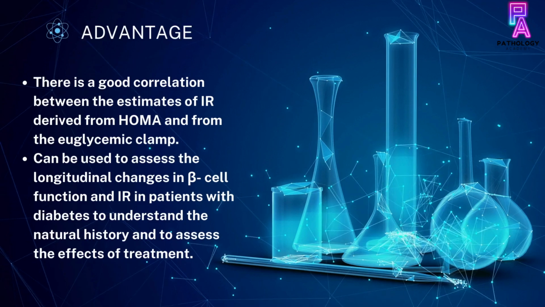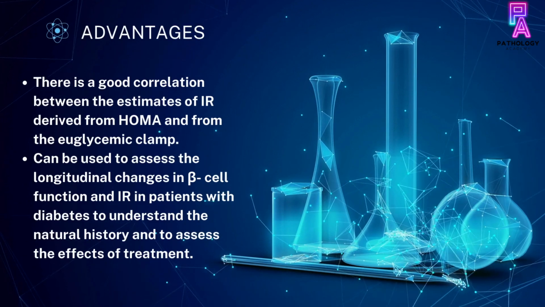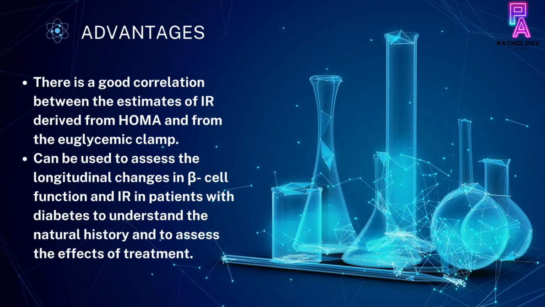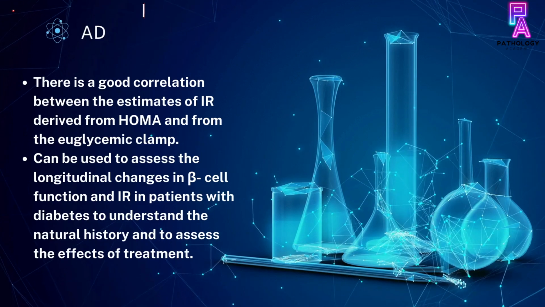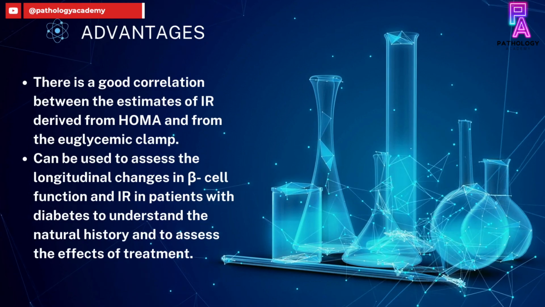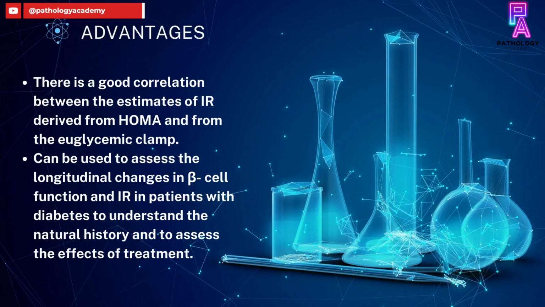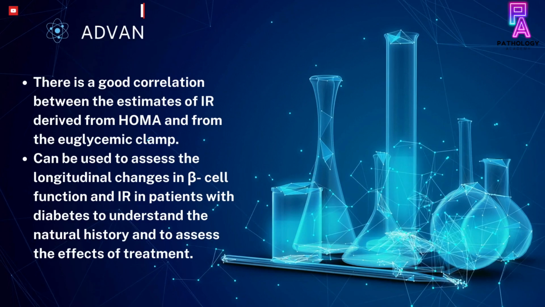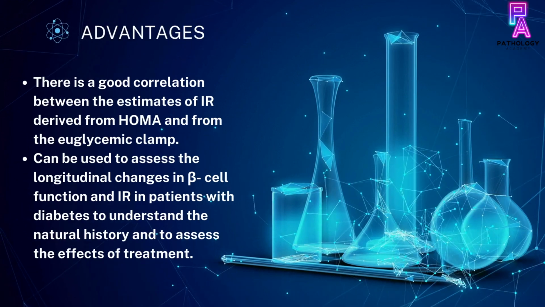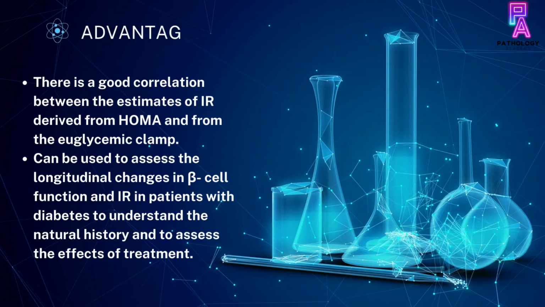What are the advantages of the HOMA index? Well, it provides a good correlation between the estimates of insulin resistance derived from HOMA and from the euglycemic clamp. It can be used to assess the longitudinal changes in beta cell function and insulin resistance in patients with diabetes, to understand the natural history and to assess the effects of treatment.